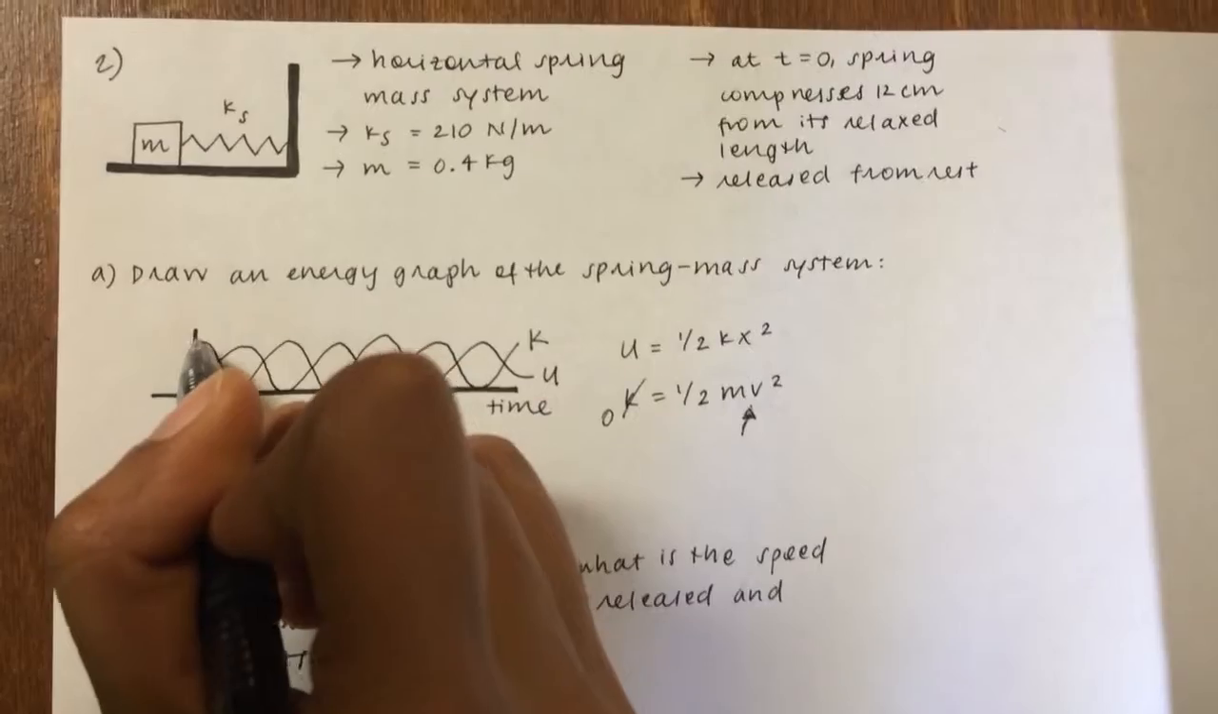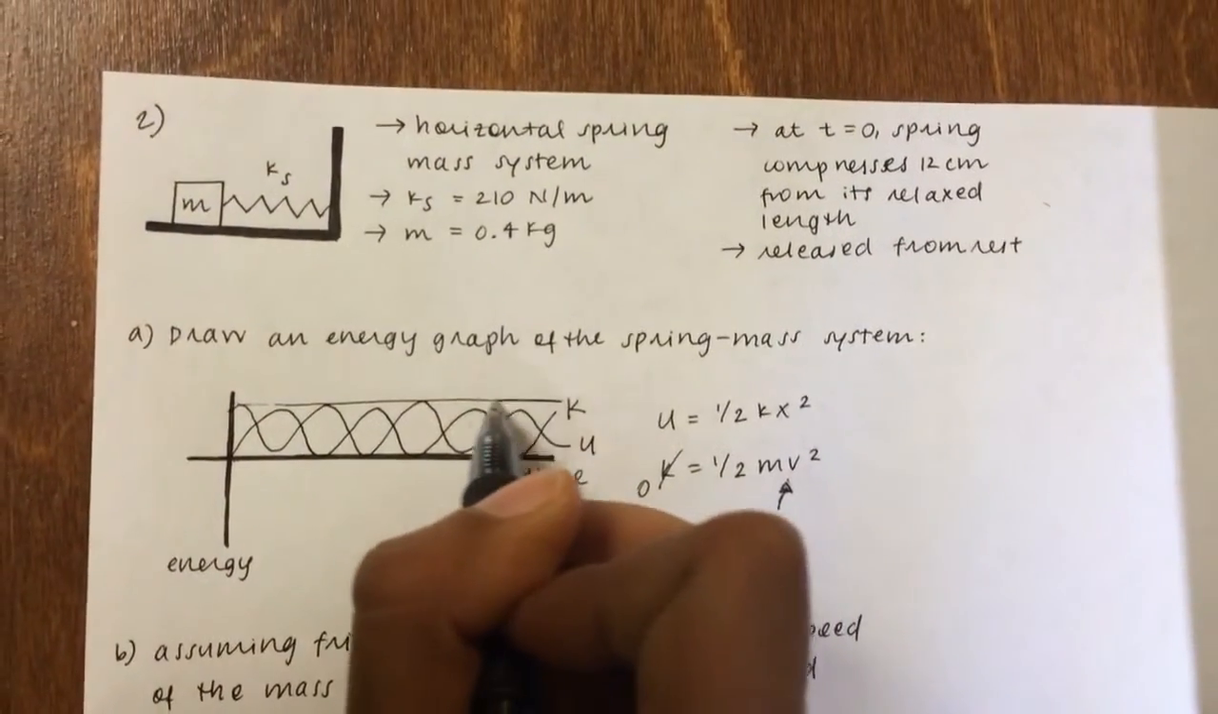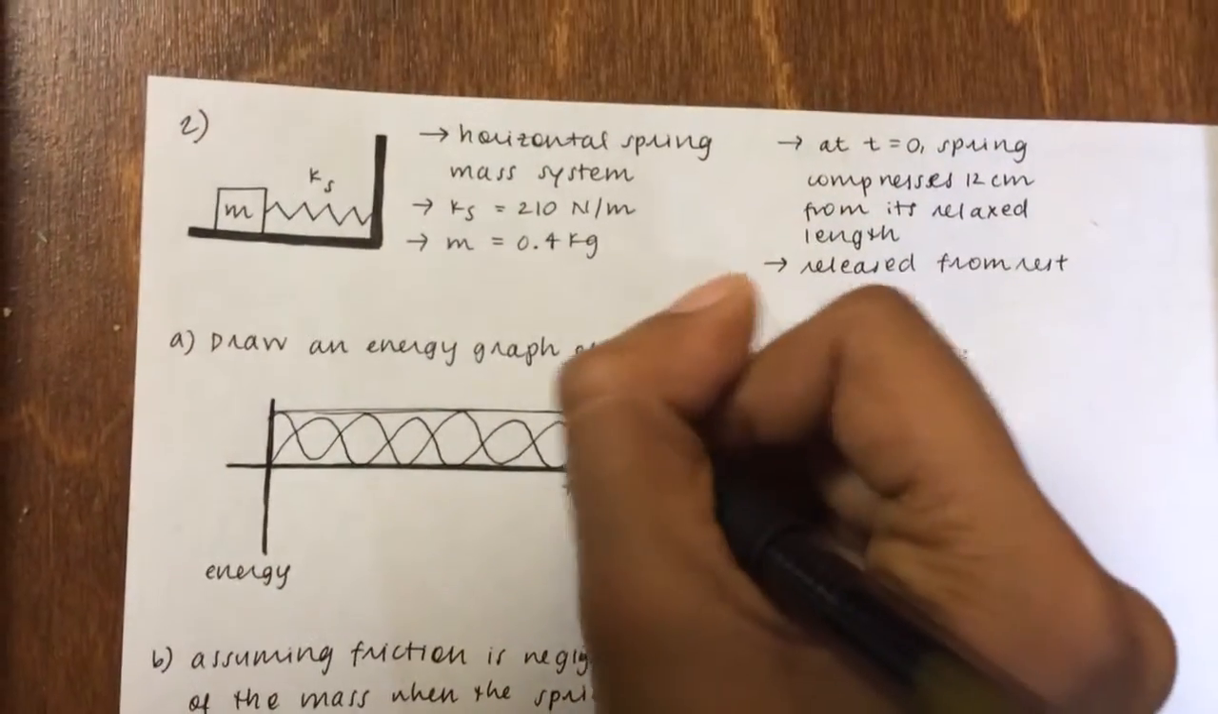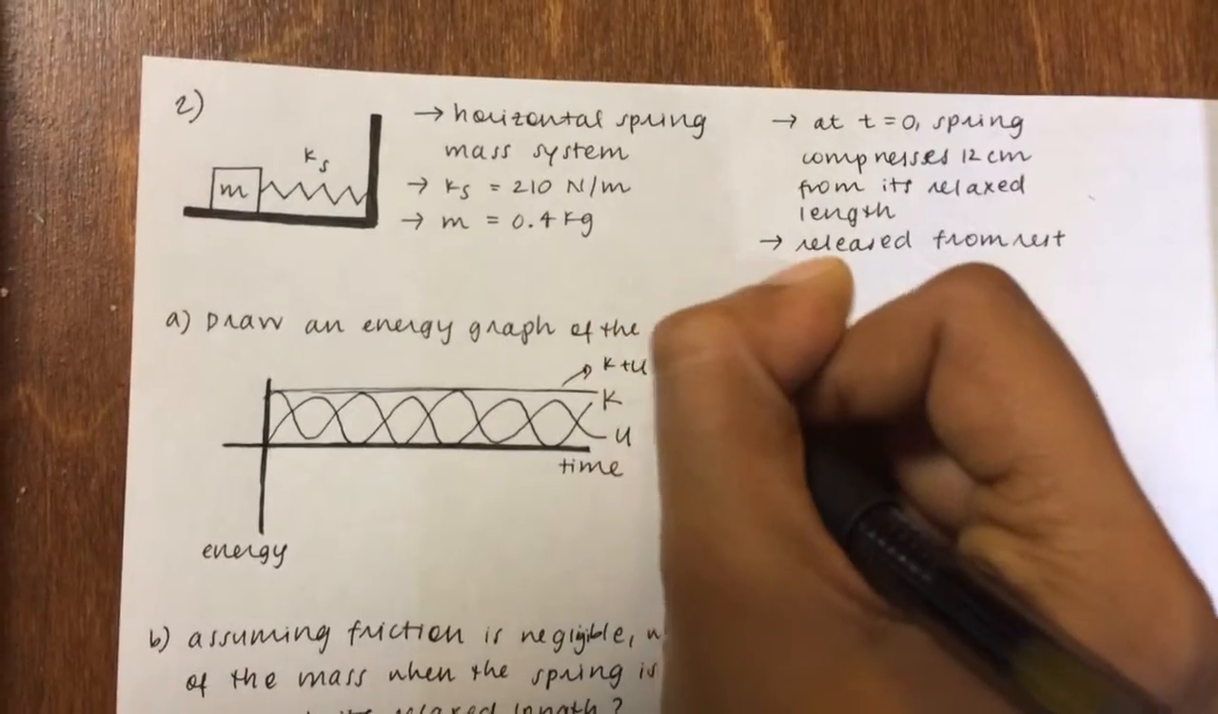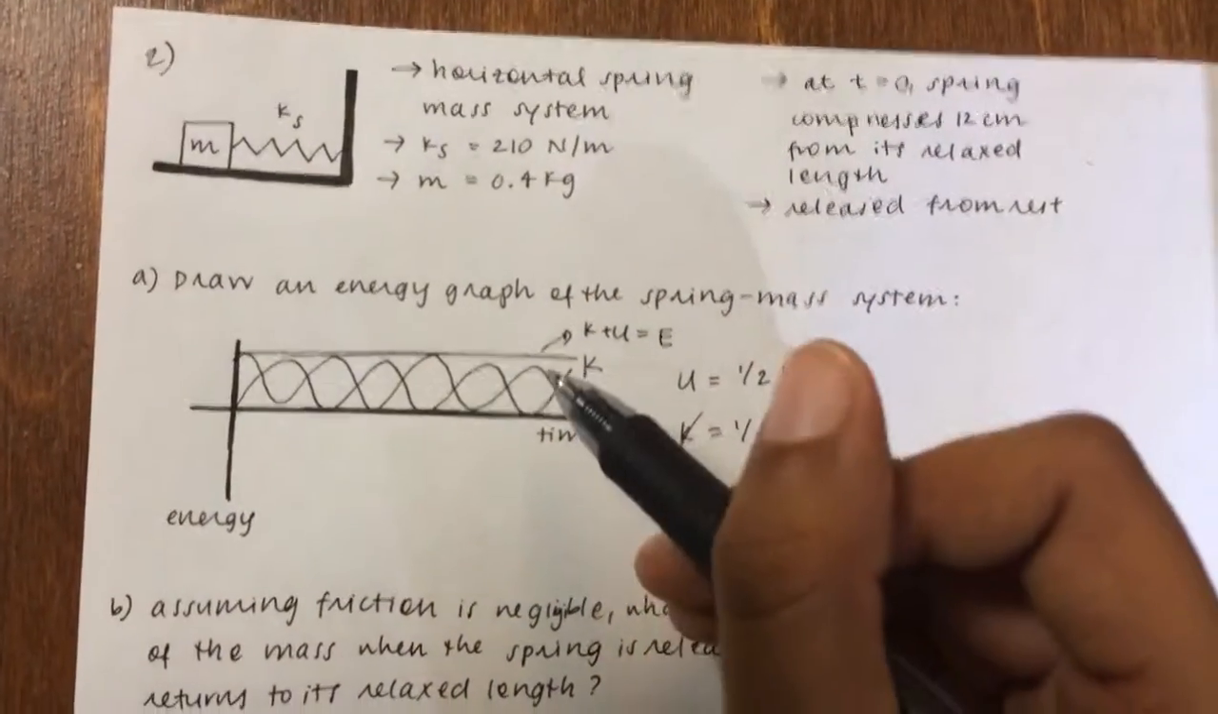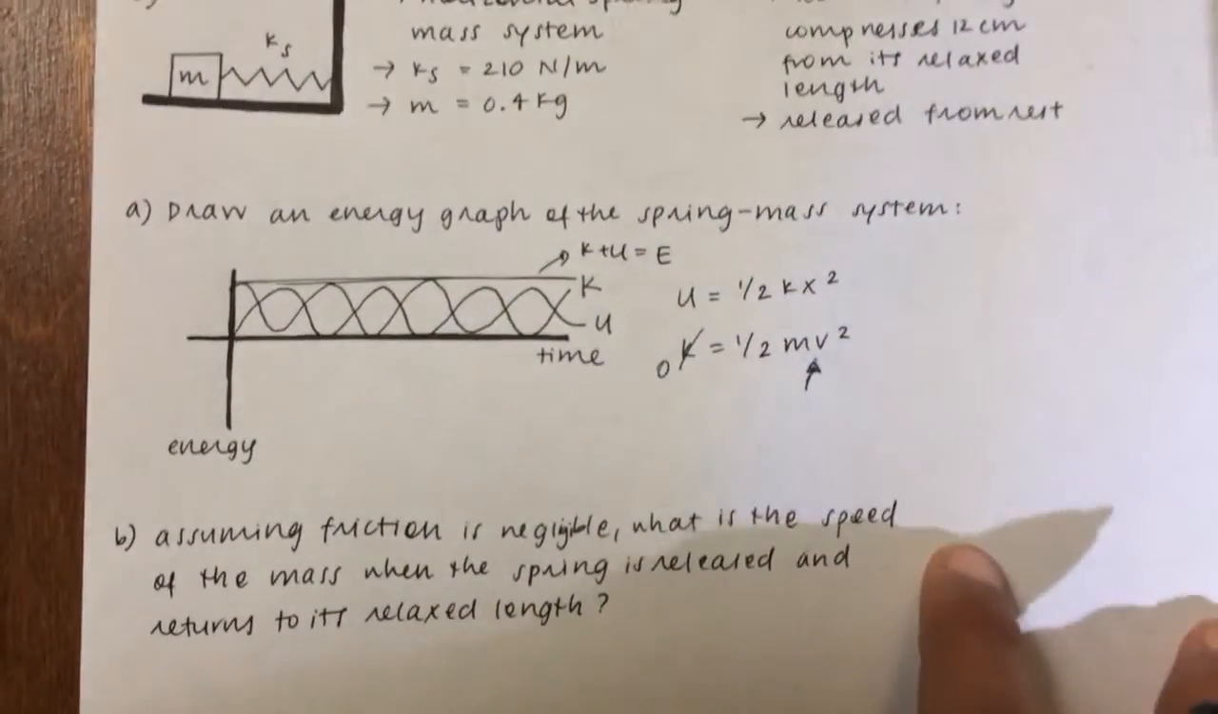And when you add these both together, you know that the energy of the system, K plus U equals E, would be at the very top of both of these arcs. So that's the energy graph for part A.